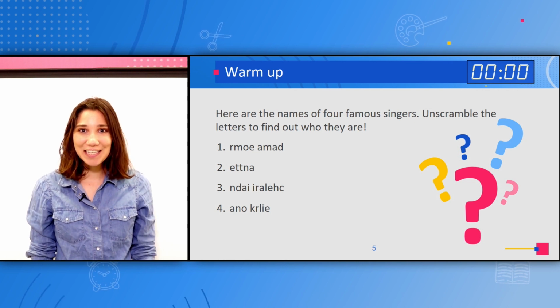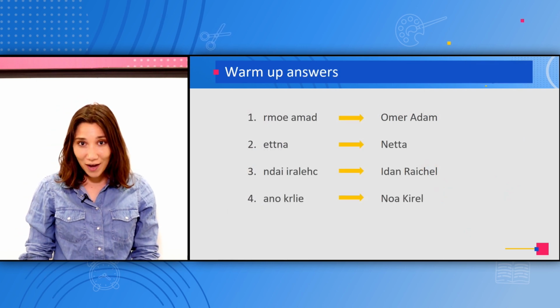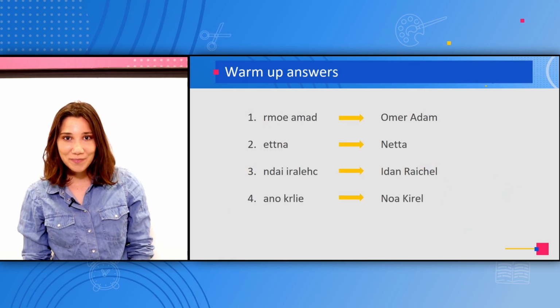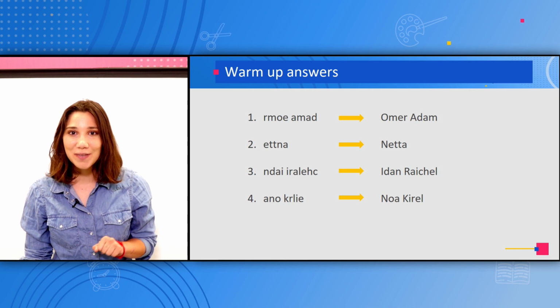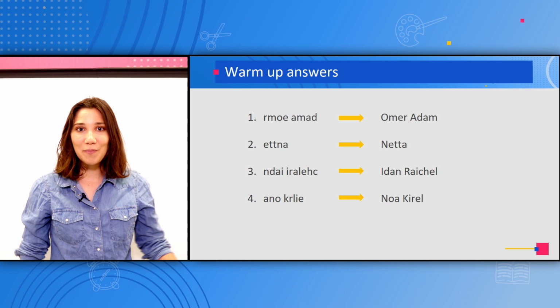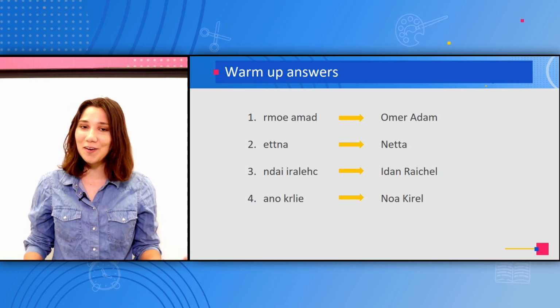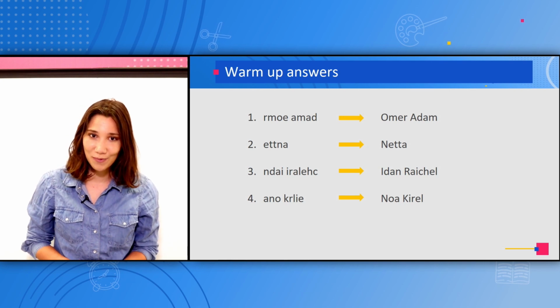Okay, let's see who these famous singers are. Number 1 was Omer Adam. Number 2 was Neta. Number 3, Idan Raichel. And number 4 was Noa Kirel. Did you get them? It was a little hard, but I'm sure you did great.